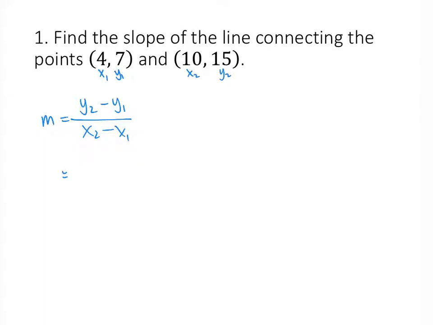So taking those numbers and plugging them in, y2 is 15, y1 is 7, x2 is 10, and x1 is 4. 15 minus 7 is 8, 10 minus 4 is 6, and so our slope is 8 over 6, but as always we want to reduce that to lowest terms, so we'll write that as 4/3.